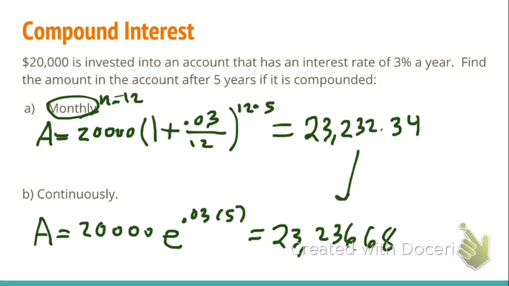So you made $4 more if you compounded continuously rather than monthly. So a compound interest problem is just about plugging into a formula correctly.